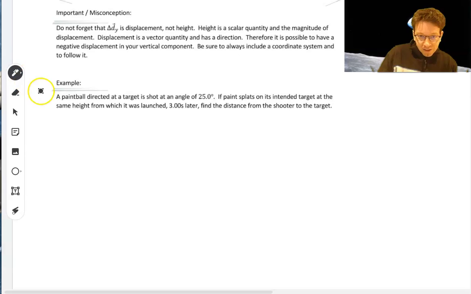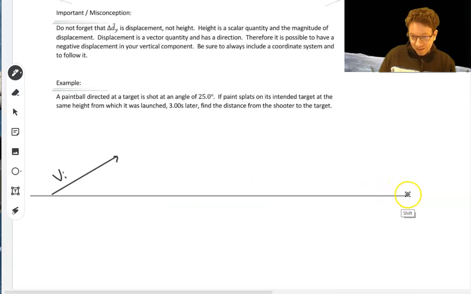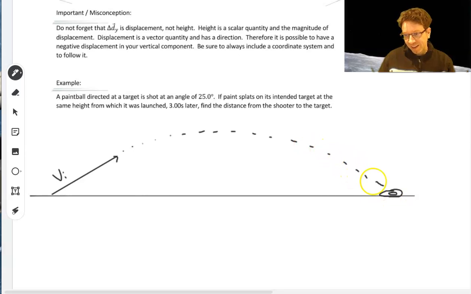The example says a paintball directed at a target is shot at an angle of 25 degrees. So just estimating this, but there we go. So this is going to be our initial velocity. If paint splats on its intended target at the same height from which it was launched, so let's imagine that's the ground and there's going to be a target right here on the ground. There's our target. So it's going to go all the way over and hit the target like that.